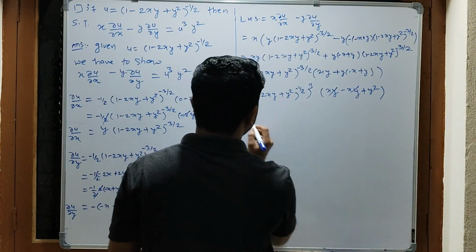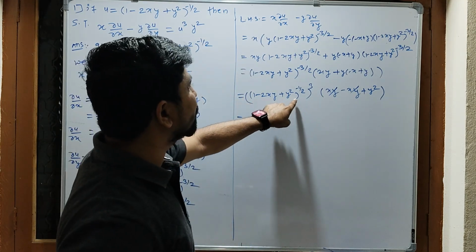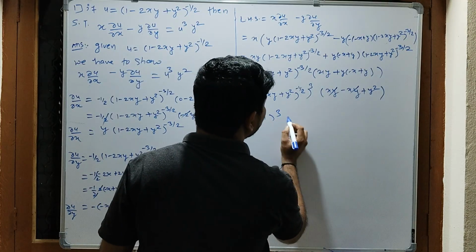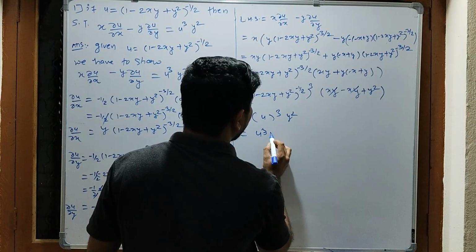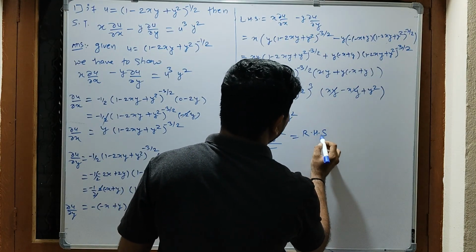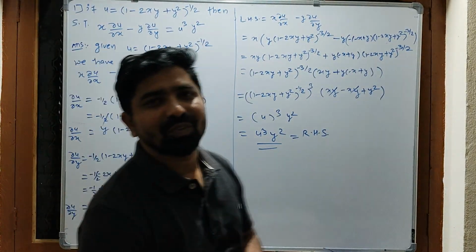Now this cancels with this. Just observe that u equals (1 minus 2xy plus y square) to the power minus 1 by 2, so this is u to the power 3 and this is y square. This is equal to u cube y square, that's what we have to show, this is equal to the right hand side. Therefore left hand side equals right hand side, that's what we have to show. Thank you.